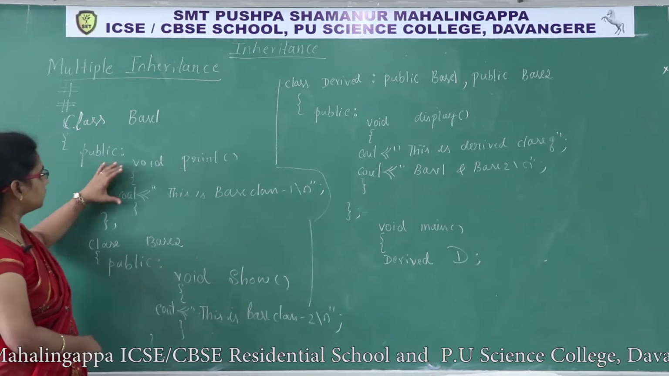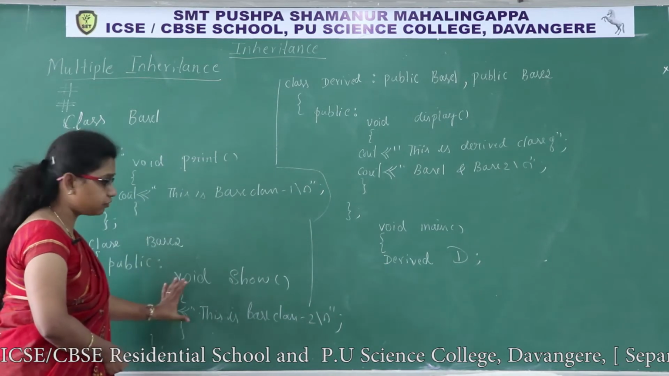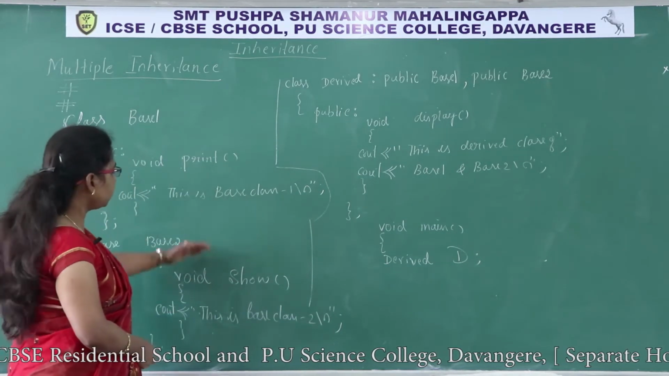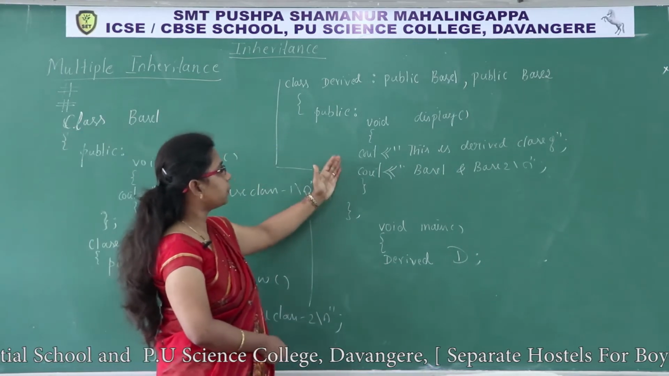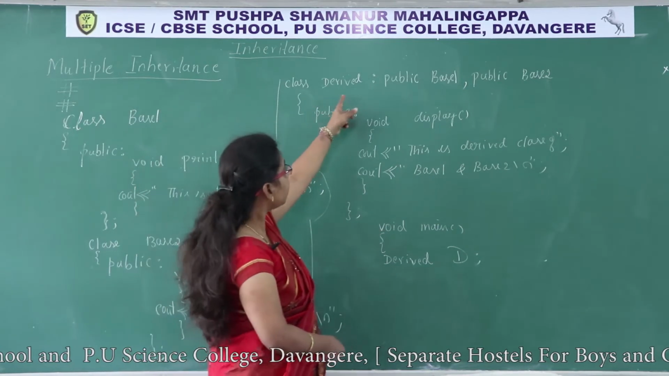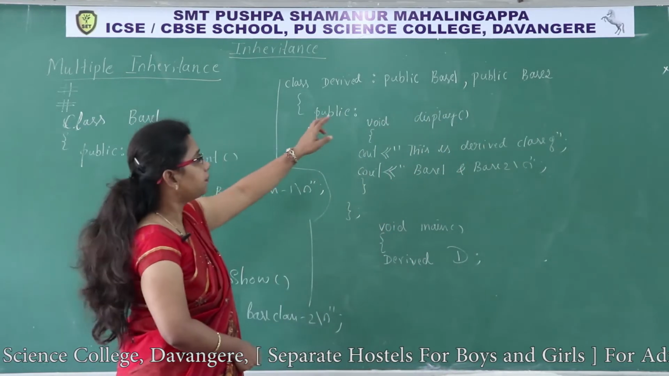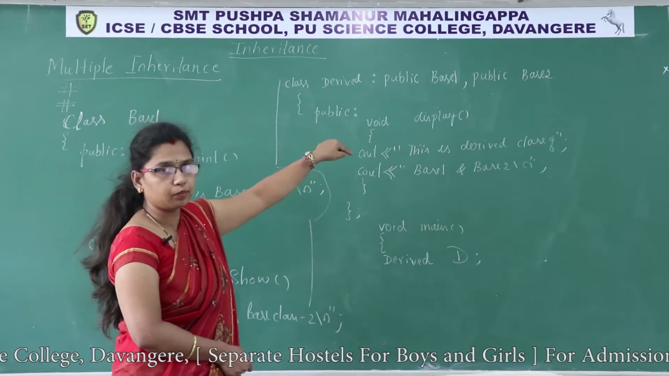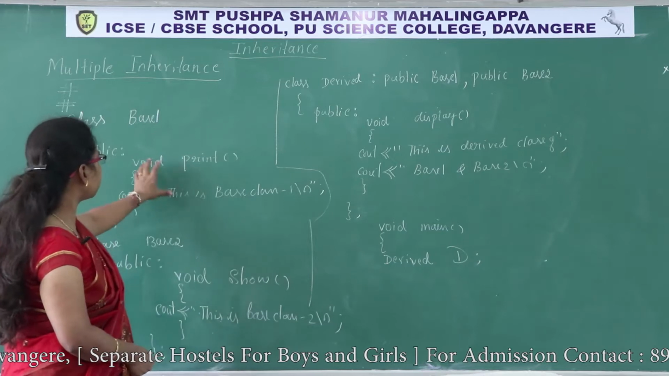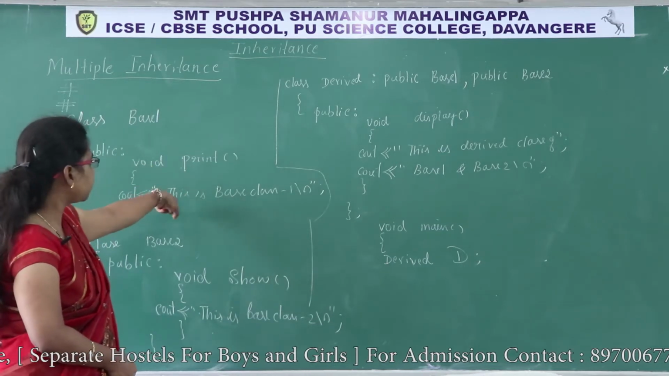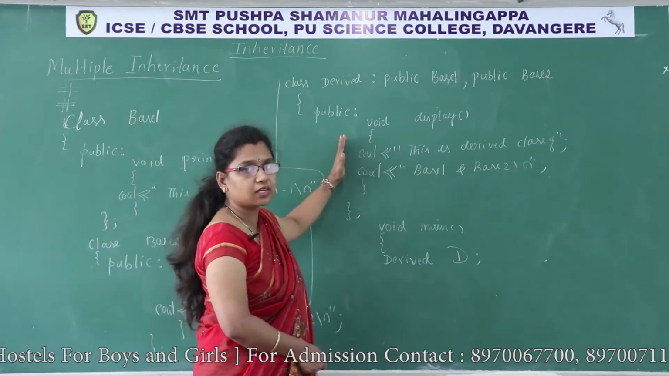Class base 1 contains one function, that is print, and class base 2 has another function, that is the show function. So they are all public members. These public members will be inherited into the public section of the derived class. So derived is a derived class of base 1 and also base 2. Base 1 class is inherited in public mode. That's why the public member of base 1, the print function in the public access specifier of base 1 class, has become a public member of this derived class.